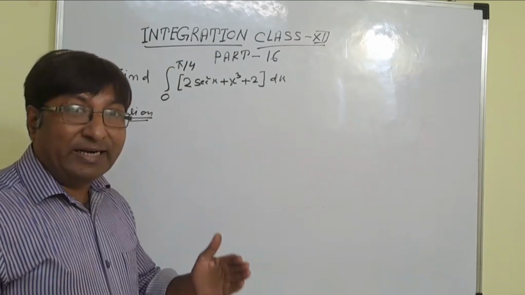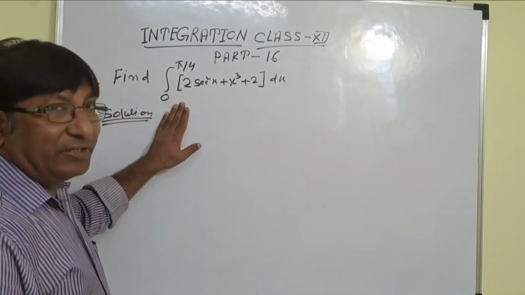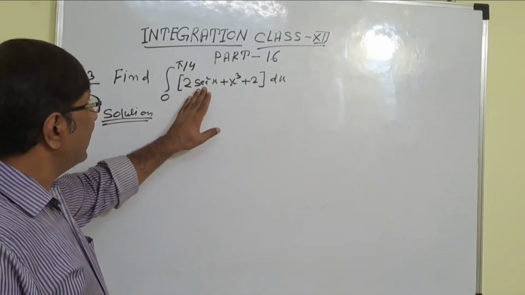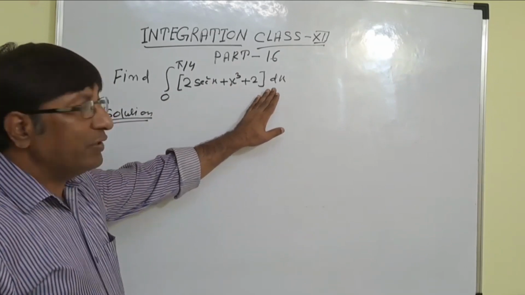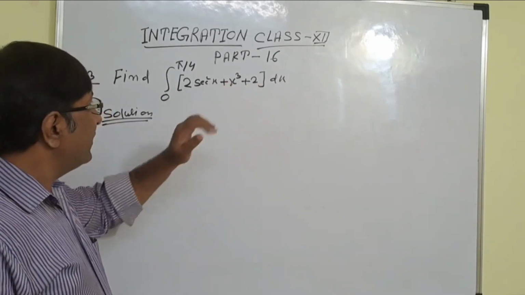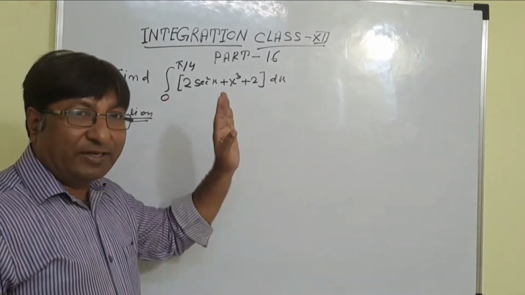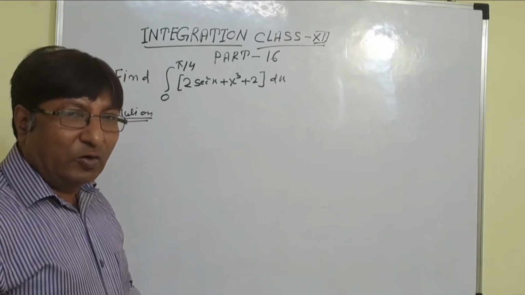So now you see the next question. So next question is what? Find integration from 0 to pi by 4 of 2 sec square x plus x cube plus 2 dx, right? So for this type of question, it's simple. First find integration of the given function, and then use upper limit and lower limit.